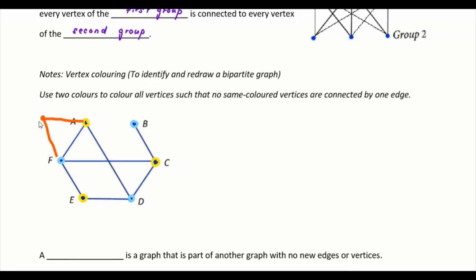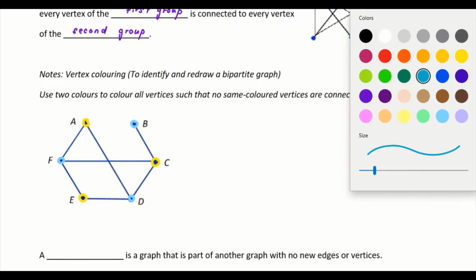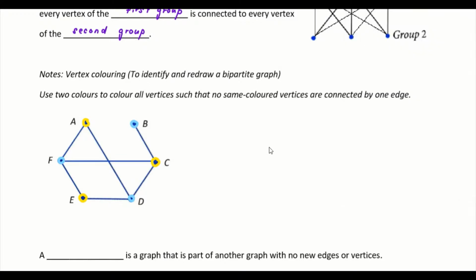Okay, so I hope that you have a brief idea on that. So now what we can do is we try to redraw this so that it looks like a clearer bipartite graph. So we can group them into two groups. In this case, you can do it either vertically or horizontally, depending on you. So in this case, I will have A, C, and E. So this is like one group.